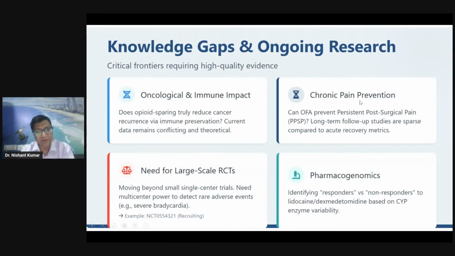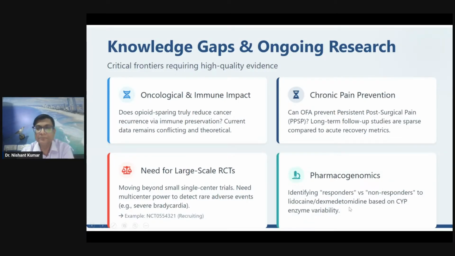Yes, there are certain knowledge gaps, oncological and immune impact, which I talked about. Chronic pain prevention, there have not been many studies regarding that. Obviously, we require more large scale RCTs for opioid-free anesthesia and opioid-sparing anesthesia. As I said, regarding severe bradycardia, there has been only this POFO trial, which has put the entire opioid-free anesthesia into disrepute. I've been doing it for the last 6 to 7 years, and luckily I have not had any life-threatening bradyarrhythmia with this, probably because I use glycopyrrolate as a pre-medication.